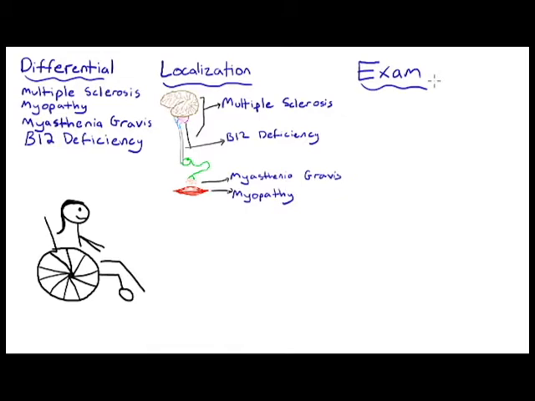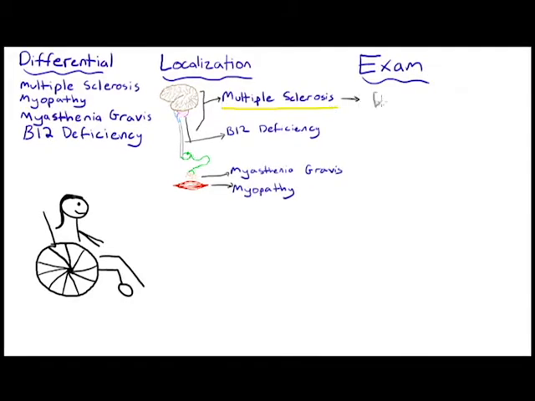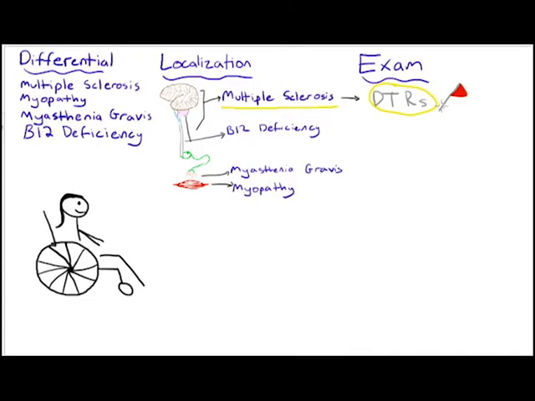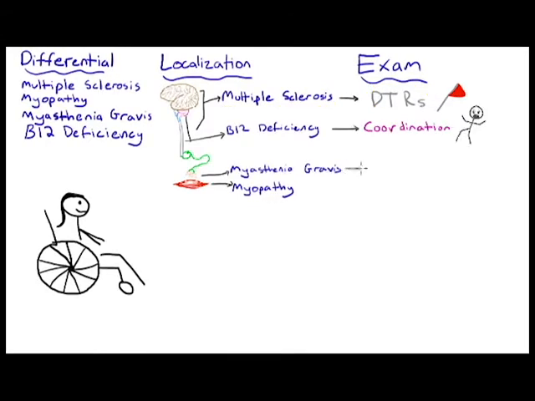For example, because we are suspecting MS on our differential, and MS is a disease of the CNS, we would select the reflex exam in order to localize to upper motor neuron, which indicates a CNS pathology. If we were to elicit hyperreflexia, this would support diagnoses like MS. We would continue this process until we provide evidence for or against each of the conditions on our differential.